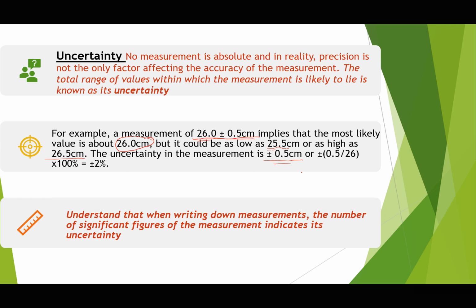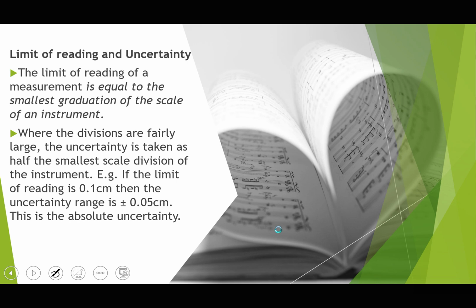By the way, whenever we are writing measurements, the number of significant figures gives some information about the uncertainty of the instrument. The number of significant figures of the measurement will indicate its uncertainty. Before we go to the details of that, some instruments have what we call limits of reading uncertainties. Let's see what some of these limits of reading uncertainties are.